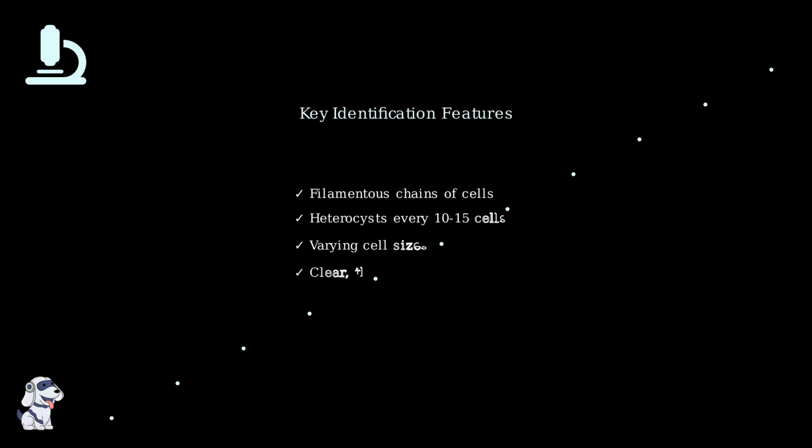cyanobacteria. The key takeaway is that identifying Anabaena requires looking for its signature filamentous structure and the presence of heterocysts. These features, combined with modern microscopy techniques, allow scientists to accurately identify and study this important cyanobacterium.